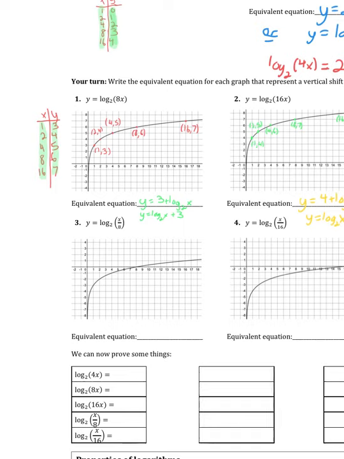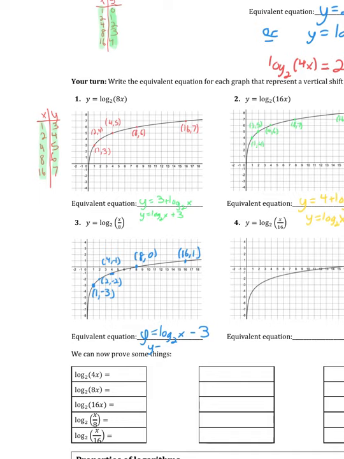Now, when we do number 3 here, it looks a little different. This time, the points are moving down. So it's 1 comma negative 3, 2 comma negative 2, 4 comma negative 1, 8 comma 0, and 16 comma 1. So this time they're moving down 3 units. So what do you think we would say? Log base 2 of x minus 3, or 3 minus log base 2 of x.